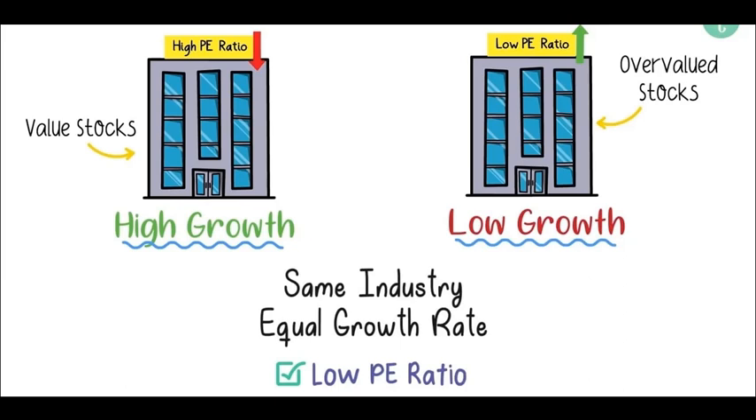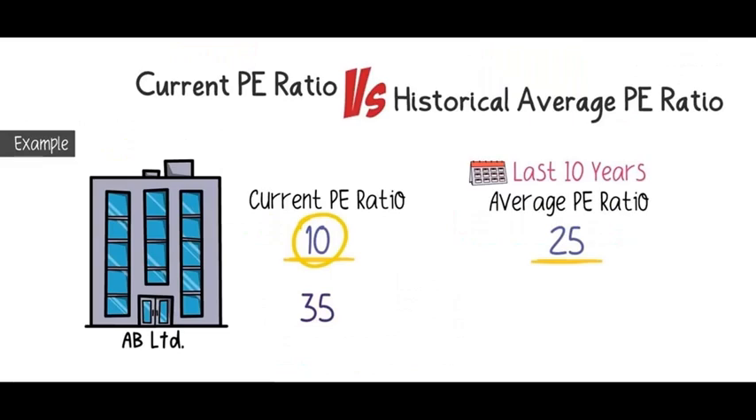And if two companies belong to the same industry and if they have equal growth rate, we have to invest in the company which has a low PE ratio. Another factor to consider while focusing on the PE ratio is the historical average PE ratio. Suppose we are considering investing in a particular company, then we have to compare the current PE ratio with the historical average PE ratio. That is, we calculate the PE ratio average for the last 10 years.